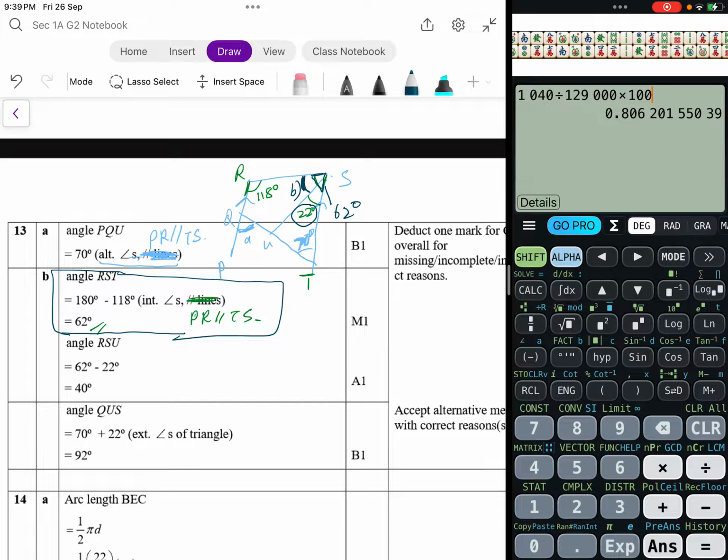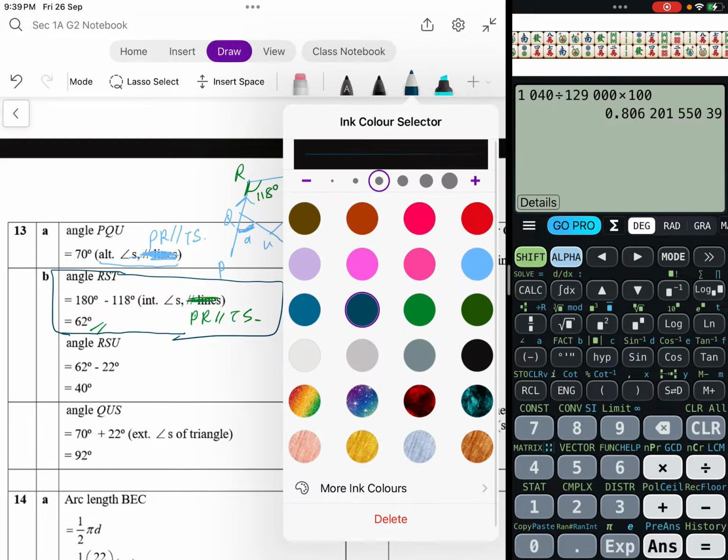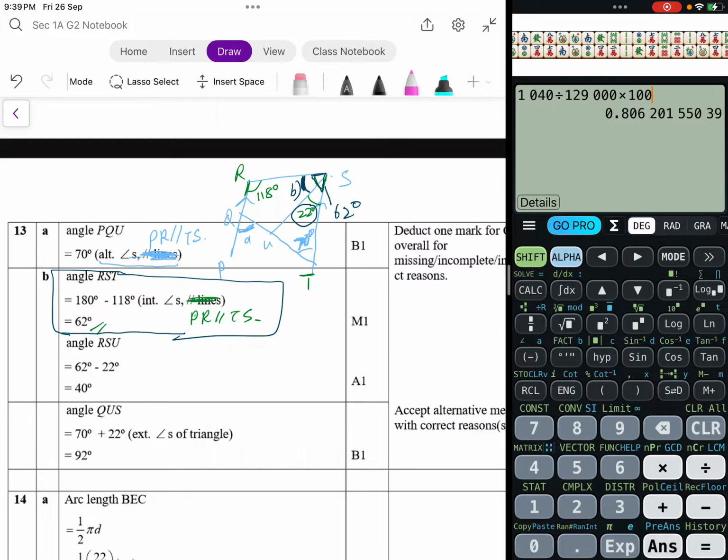Then QUS. QUS will be here. Let me use a very different color. QUS will be here. This is part C. So how will we be able to find part C? Quite simple. We can find this angle first. Since we know that this one is 70, this one is 110.